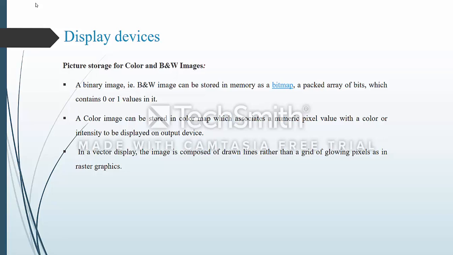Picture storage for color and black and white images. A binary image, that is a black and white image, can be stored in memory as a bitmap, a packed array of bits which contains 0 or 1 values in it. A color image can be stored in a color map which associates a numeric pixel value with a color or intensity to be displayed on the output device. In vector display, the image is composed of drawn lines rather than a grid of glowing pixels as in raster graphics.